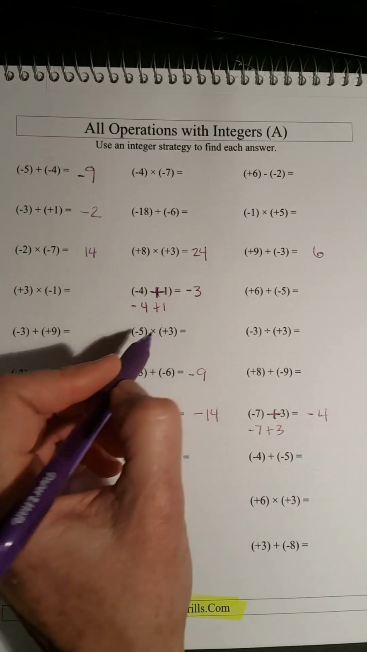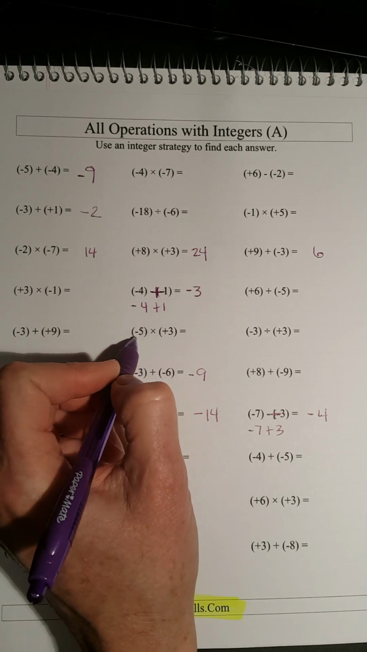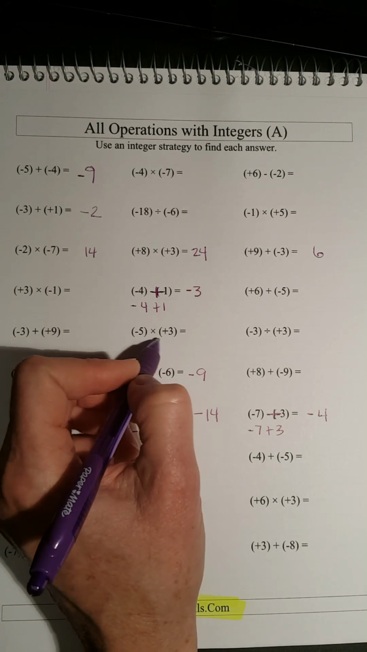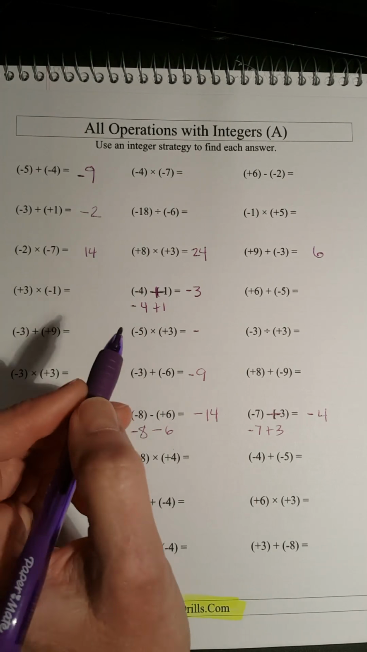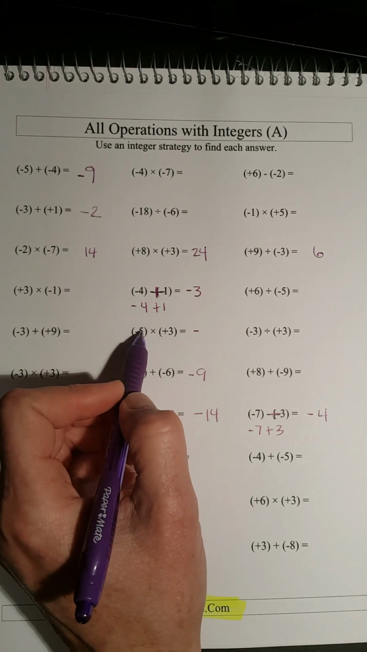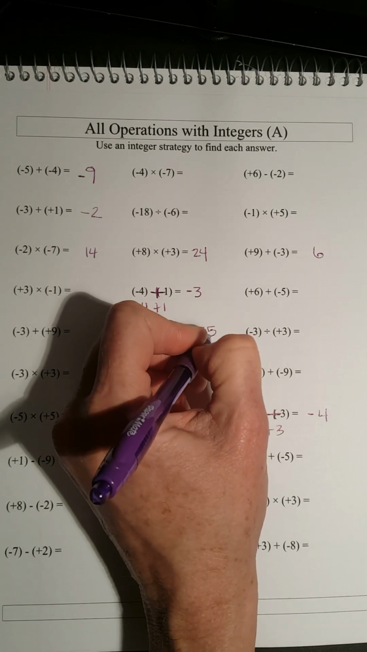Okay, let's do this one. So this one is different signs. So when we're multiplying, different signs, negative answer. So I like to put my negative sign out there first just so I don't forget it. Okay, and this is just 5 times 3, which is 15.